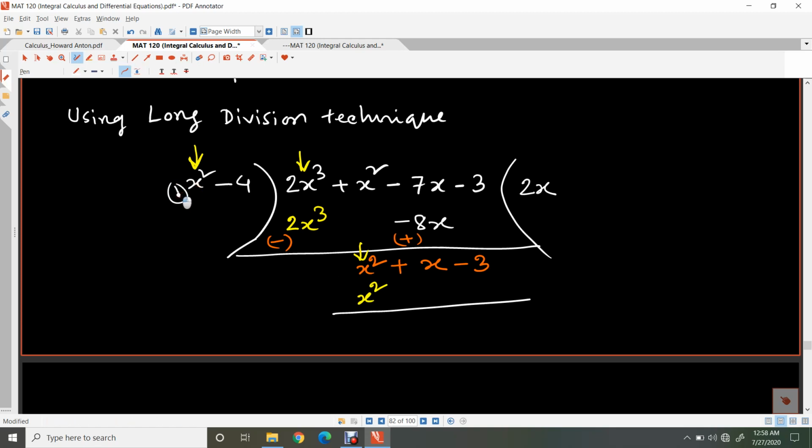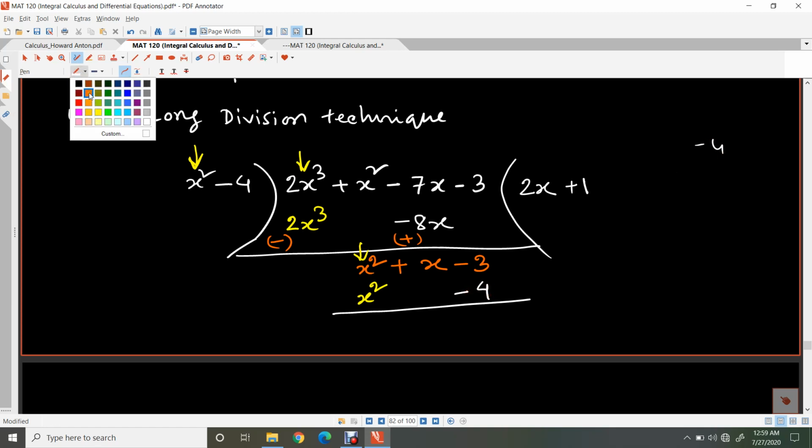So instead of writing 1 here, we will write positive 1. If we multiply positive 1 with x squared, we will get x squared. So we have written x squared here. At the same time, don't forget to multiply negative 4 with positive 1. So negative 4 times positive 1 is actually negative 4. So we have to write this one in the constant part.